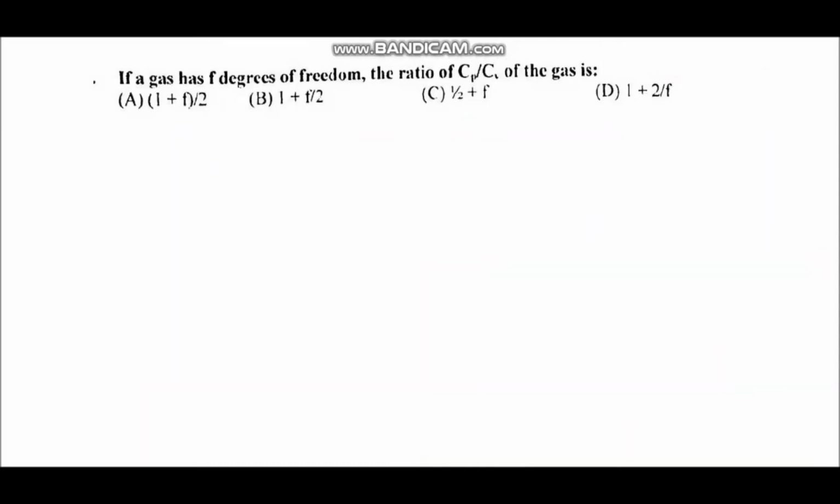Next question: if a gas has F degrees of freedom, the ratio of Cp over Cv of the gas is. So the gas has F degrees of freedom. Now from the equipartition of energy, we know that every degree of freedom has energy equal to half kT. So here we have F degrees of freedom.